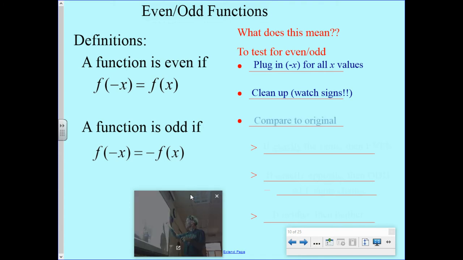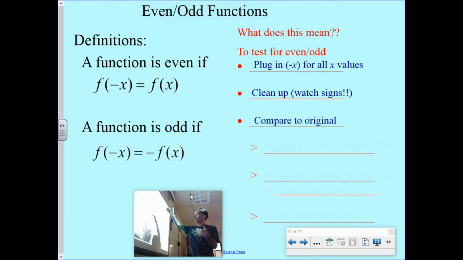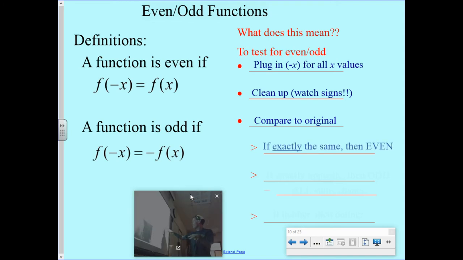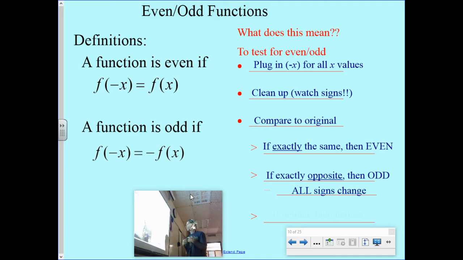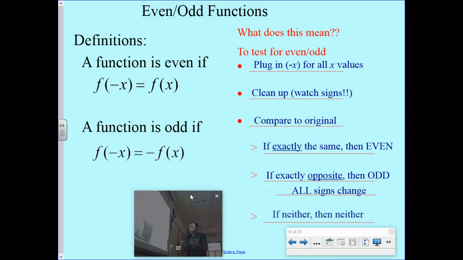And then once you clean it up, we're just going to compare it to the original, because that's what the equations say: once you plug in that negative x, is it exactly the same or is it the opposite? If it's exactly the same once you get it cleaned up, then that means it's even. If it's exactly the opposite, in other words, all of these signs change all the way through the equation, then that means it's odd. If none of those things happen, then it's neither. So you only have a choice of those three things. So plug in a negative x, clean it up, compare it, and then same, even; opposite, odd; neither, neither.